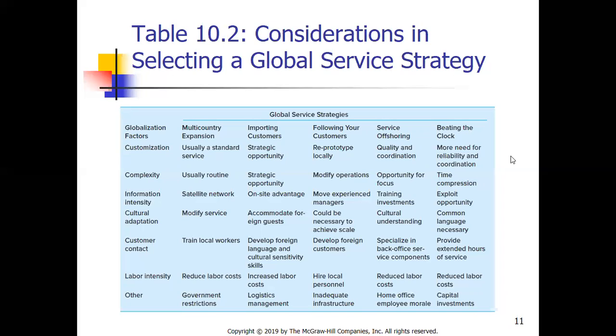Out of all these 5 strategies, maybe you can just prepare some examples. I will pick names, and you can share the examples. Is it okay? We try. Okay, 5 minutes.